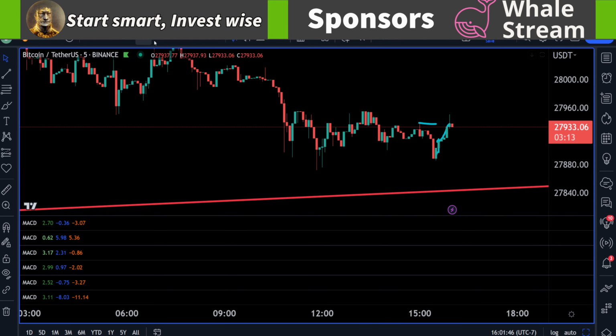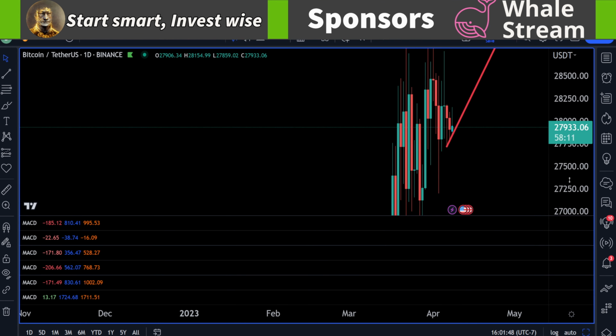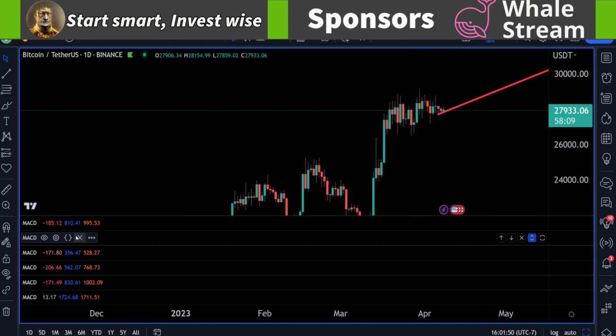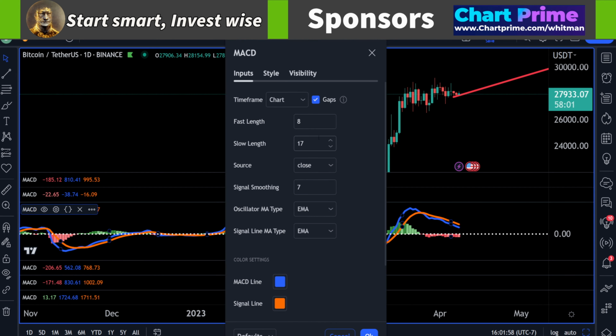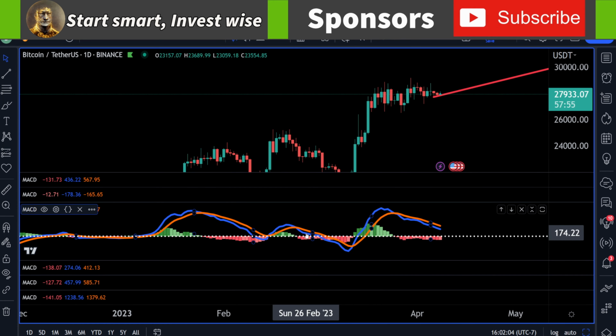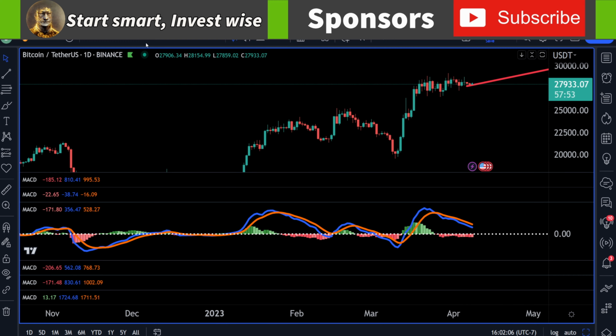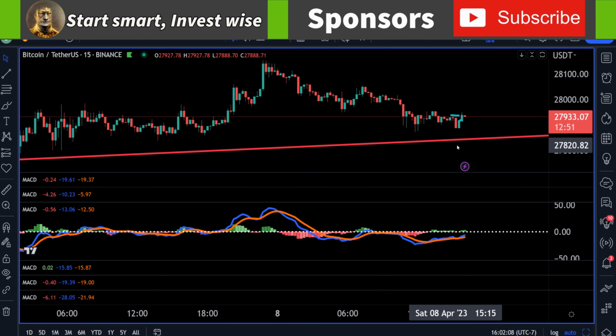Now, the next one here, let's go back over to the daily chart. If the one we just talked about was something very fast-paced, this one is what you would call moderately fast-paced, okay? This one uses fast 8, slow 17, and signal smoothing of 7. Again, this is something you might want to be using on the 5-minute or the 15-minute charts. It can be very useful.